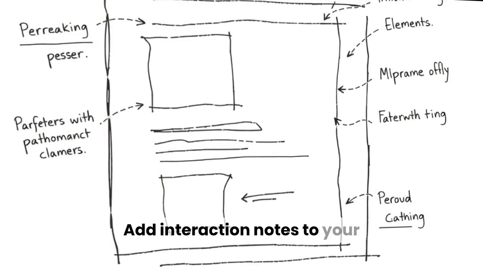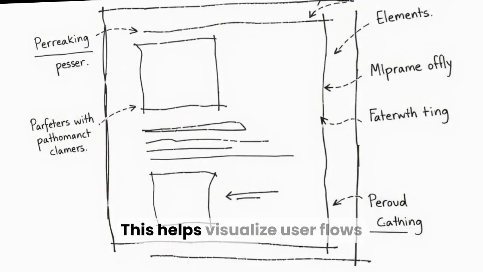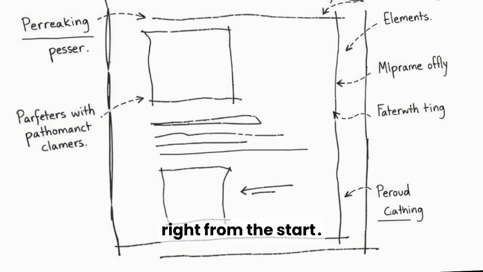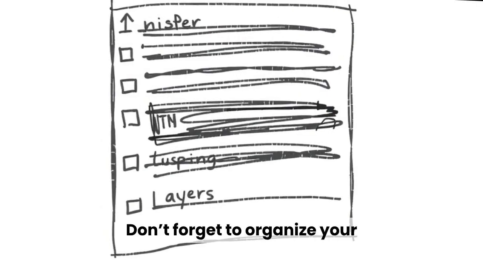Add interaction notes to your design. This helps visualize user flows right from the start. Don't forget to organize your layers. Label everything clearly for easy accessibility.